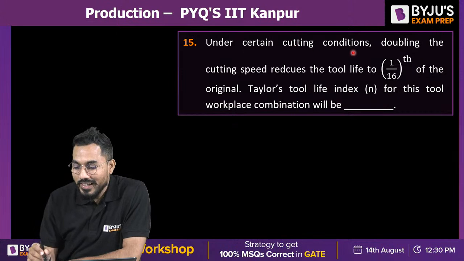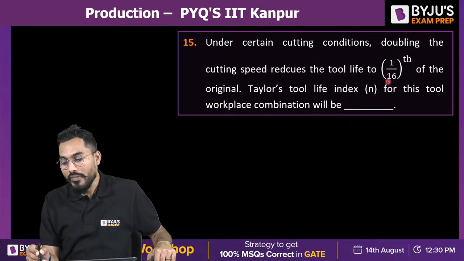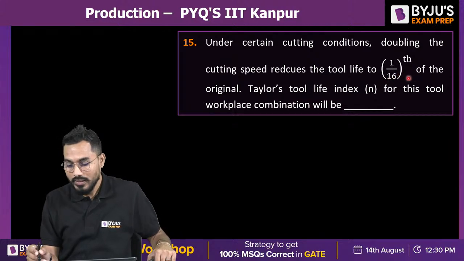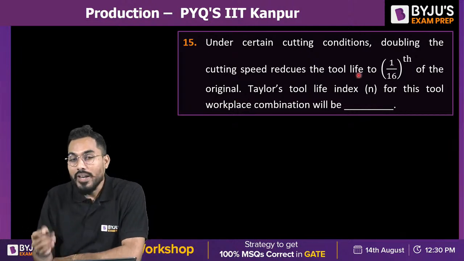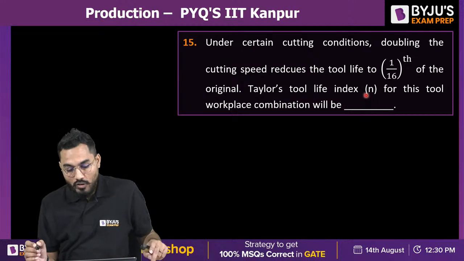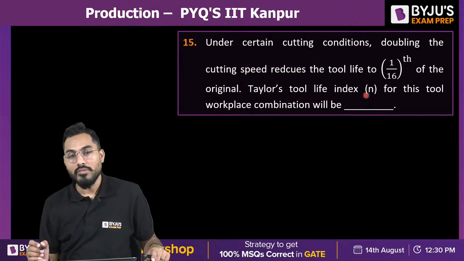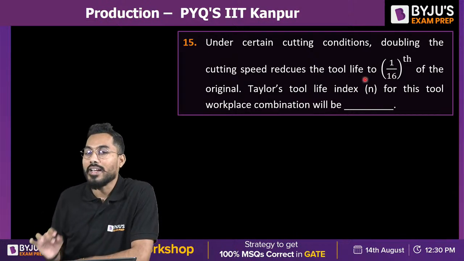Under certain cutting conditions, doubling the cutting speed reduces the tool life to 1/16th of the original. So whenever the cutting speed increases, the tool life reduces to 1/16th. The Taylor's tool life index n for this work-tool combination will be? For this condition, you tell me how much the tool life index n will be.